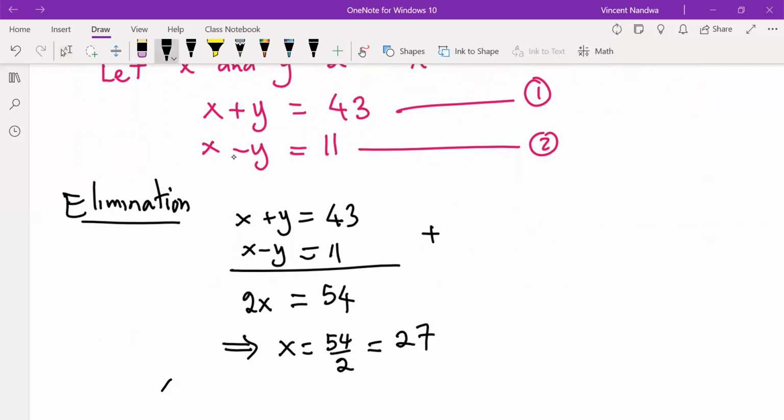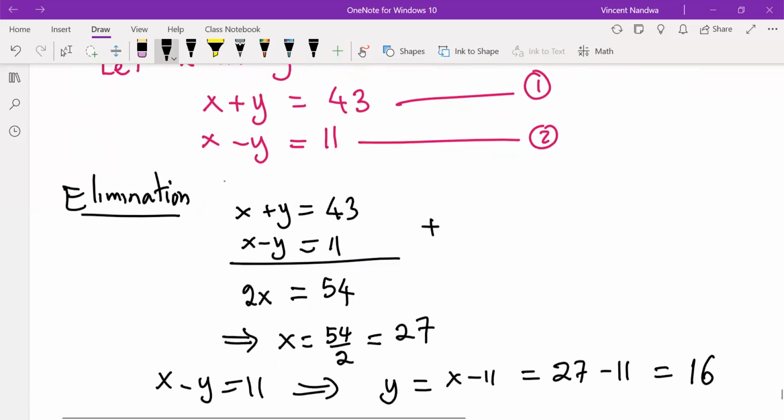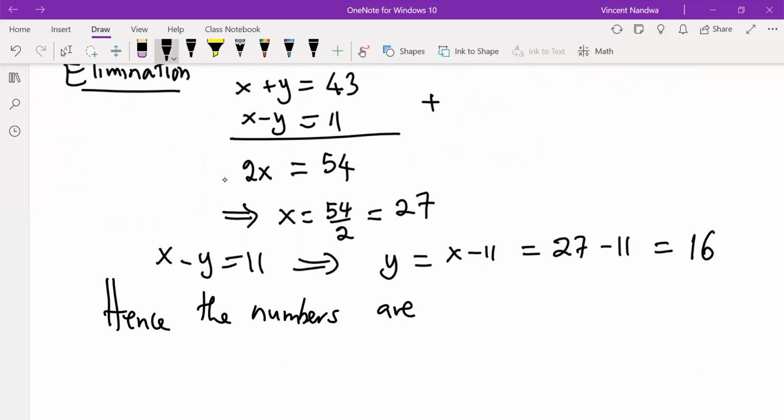Now from equation 2, x minus y equals to 11. So y is the same as x minus 11, which will be 27 minus 11, and the answer will be 16. Therefore, the numbers are 27 and 16. So that's the first application problem.